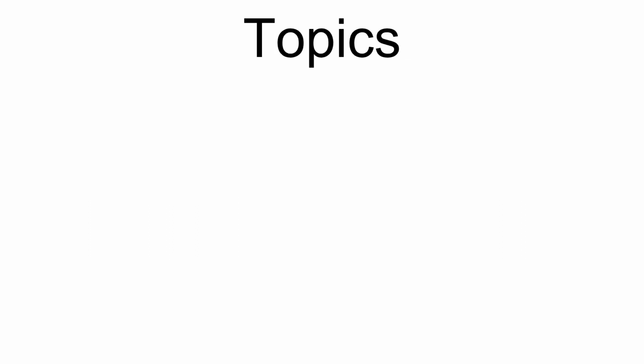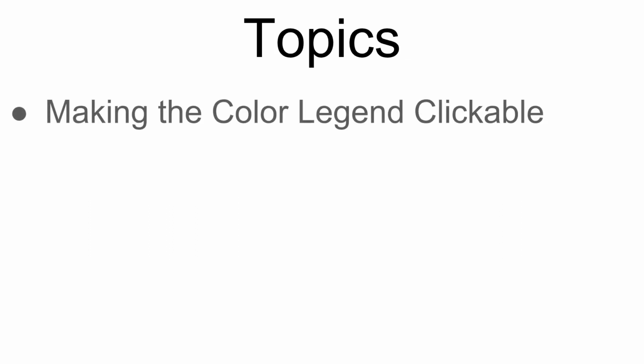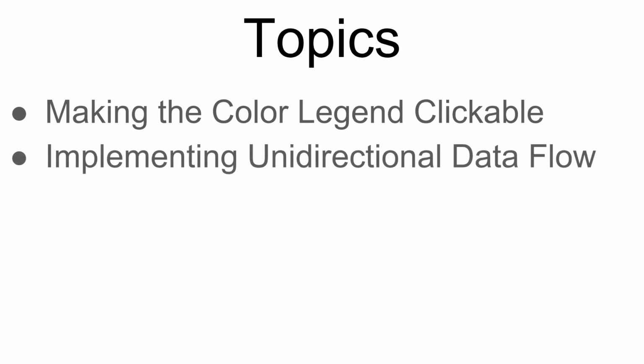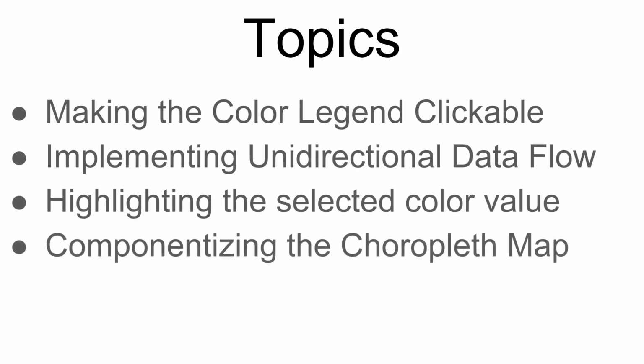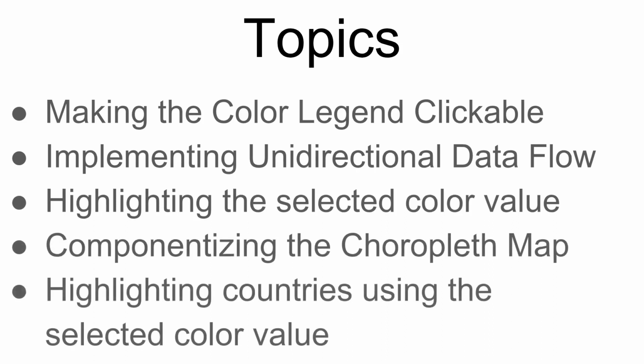The topics we're going to cover here include making the color legend clickable, implementing unidirectional data flow, highlighting the selected color value in the color legend, componentizing the Choropleth map, and then highlighting the countries using the selected color value.